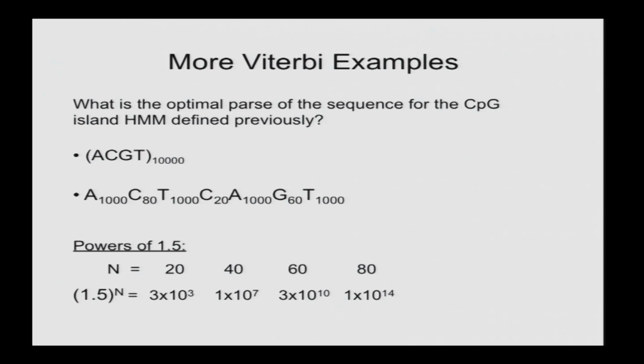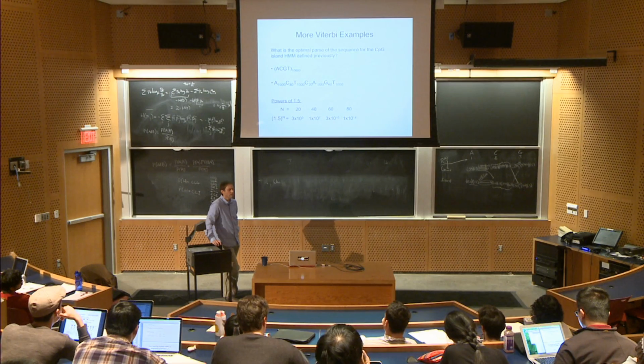Over the length of those sequences, to overcome the difference in probability of making that switch once at the beginning. Did everyone get what Michael was saying? So Michael, can you explain why powers of 1.5 are relevant here?